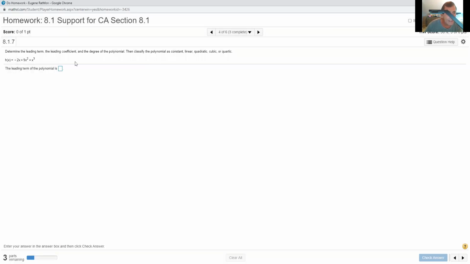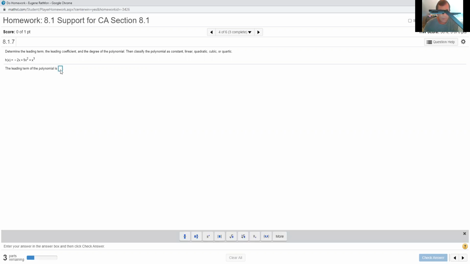Now, leading term. Look at this. They got this out of order. Negative 2x, 9x squared, and what's that, an x to the third? So the highest exponent is the last term, which is the x to the third. So my leading term will be x to the third. So I would check that answer.